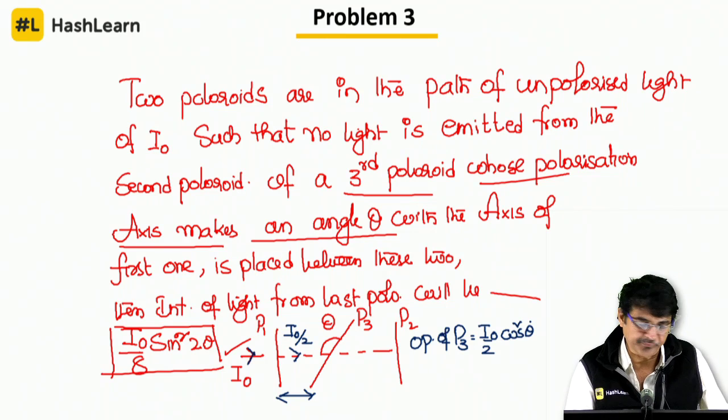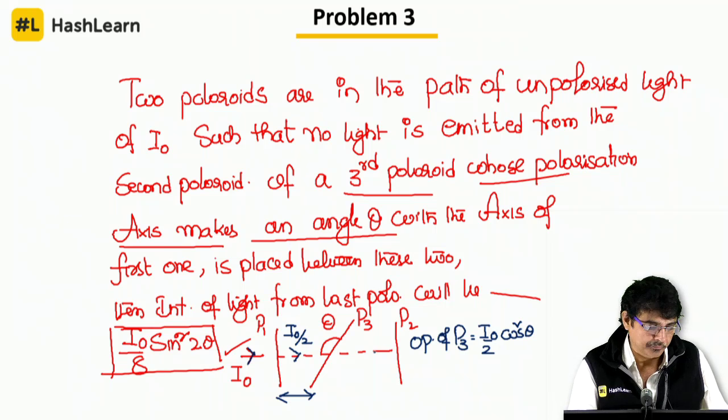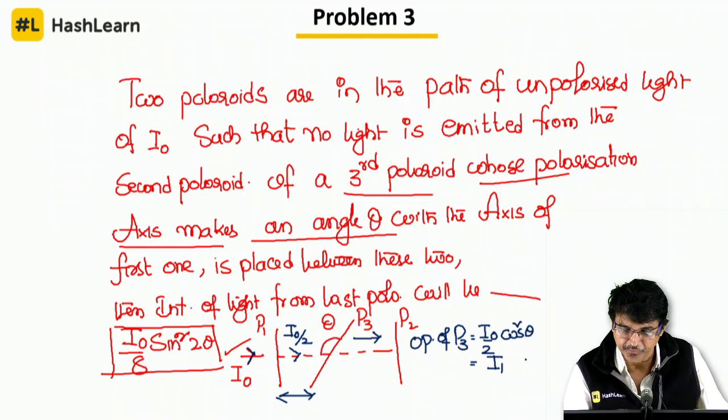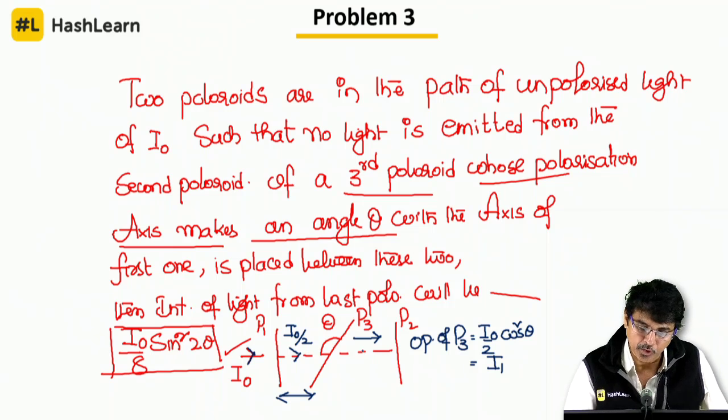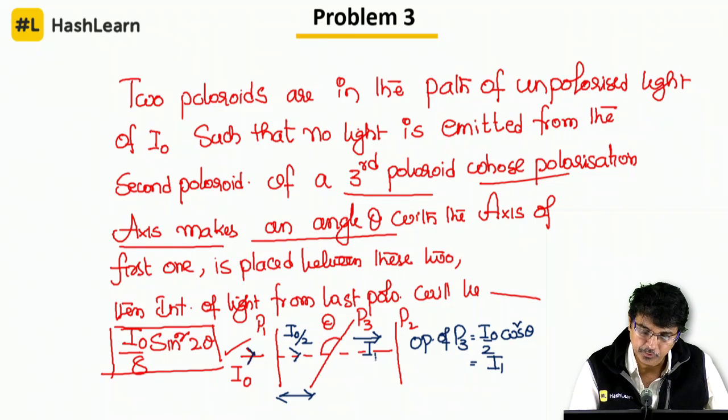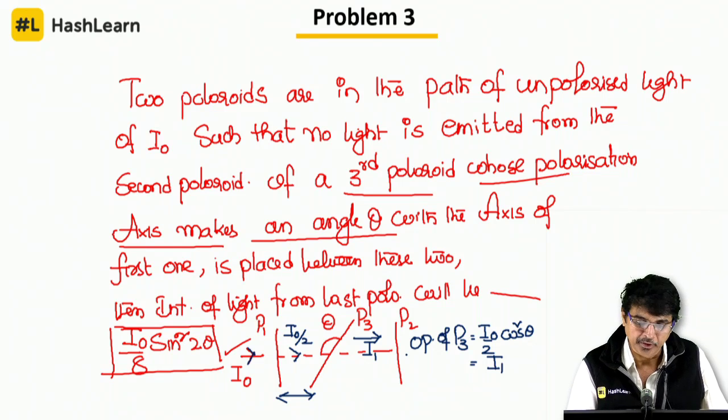The angle between the two axes is given as this one. So, I naught by 2 cos square theta will be the input to polaroid P2. I call this I naught by 2 cos square theta symbolically equal to I1. So, what is I1? I1 is the output intensity from P3, the central polaroid. Now, this I1 is given to P2 as input. Again, here you are supposed to apply the law of Malus.